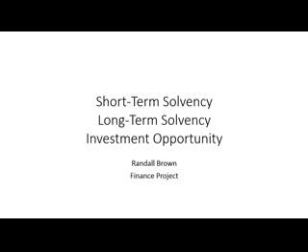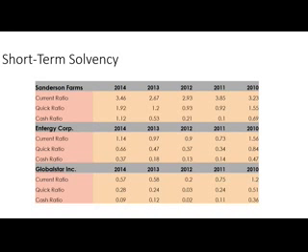The first is short-term solvency. This is used to show current assets and current liabilities, the current ratio, which is shown right here. The quick ratio eliminates inventory, which is a company's most illiquid current asset, to its current liabilities, and its cash ratio, which shows the current cash amounts to the total current liabilities.